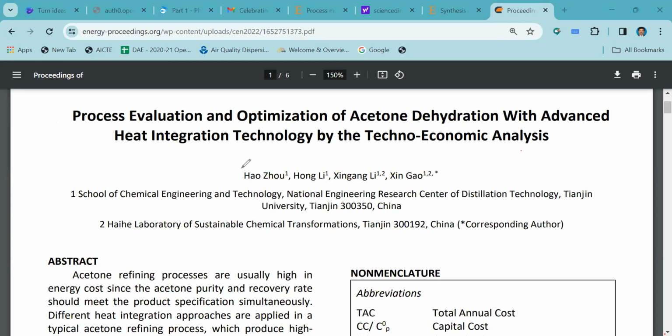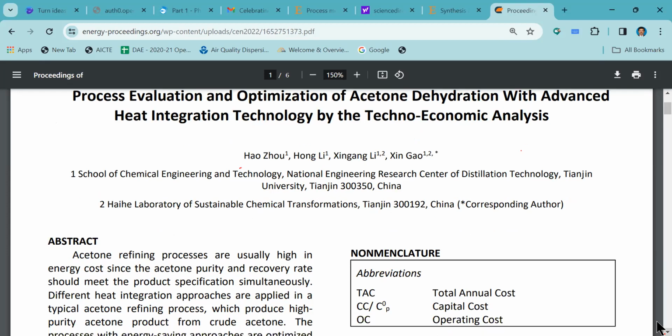Okay, now coming down, you can see their affiliation also, how the 1 and 2 are given: School of Chemical Engineering and Technology, National Engineering Research Center for Distillation Technology, Tianjin University, Tianjin, China. And the other author is from the Key Laboratory of Sustainable Chemical Transformations, Tianjin, China. So he has written this. Who is the corresponding author? The corresponding author, as we understand, is named Xin Yang.